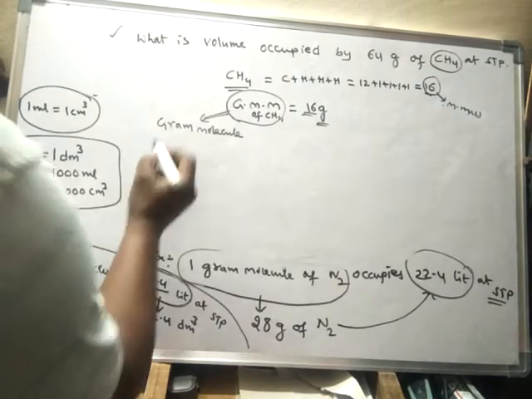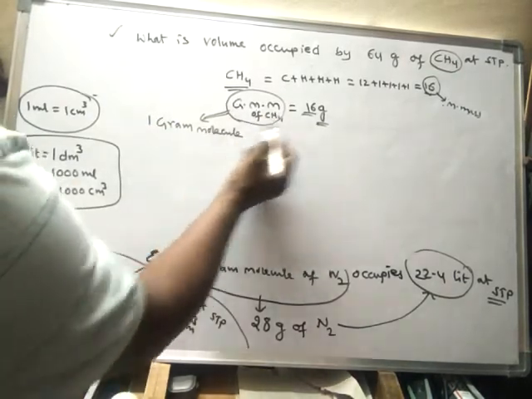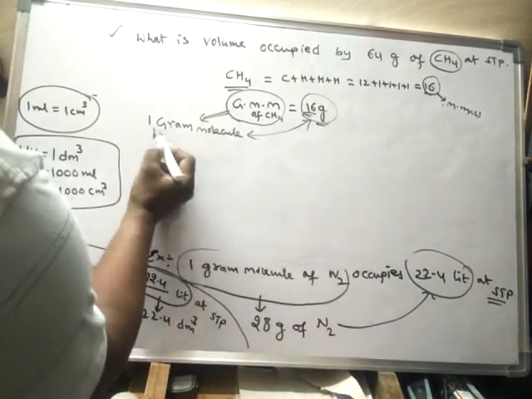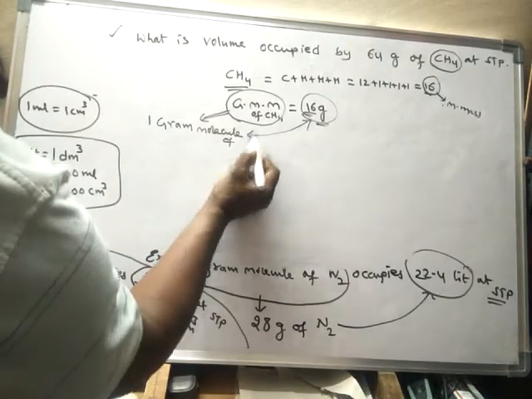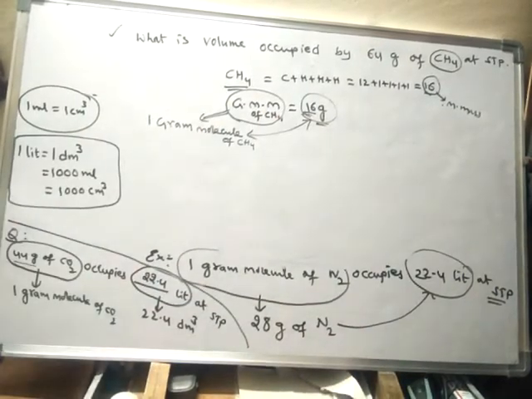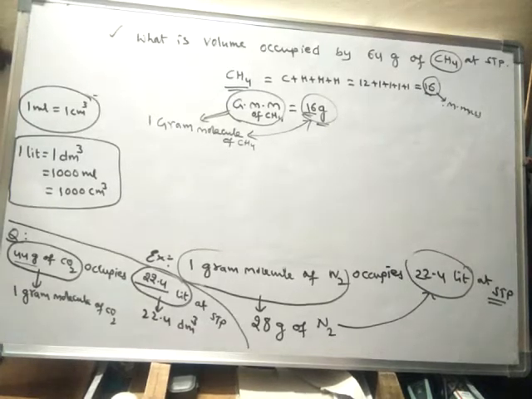Okay, so that means gram molecular mass exactly will be equal to 1 gram molecule. So 1 gram molecule of which gas? Methane. 1 gram molecule of methane is 16 grams.